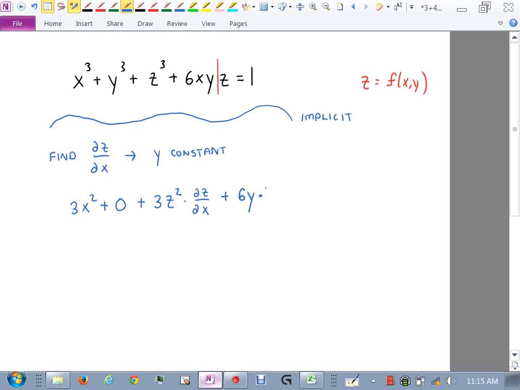Now, with the product rule, I have to tack the z on there, right? Then I say plus the derivative of z with respect to x, which will be partial z with respect to x, yes? And then 6xy.